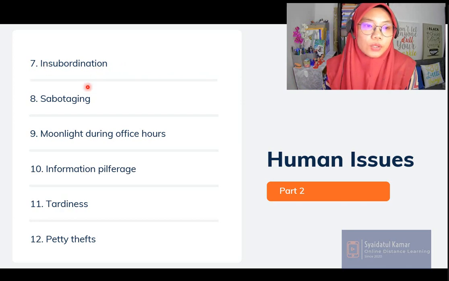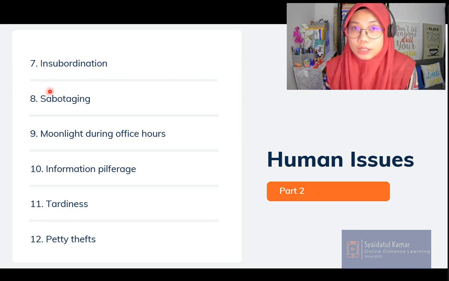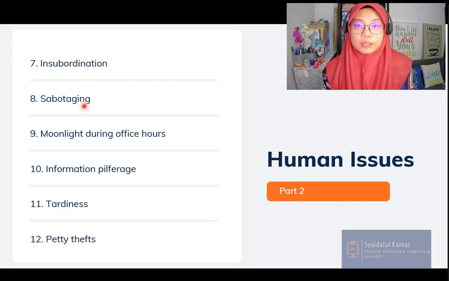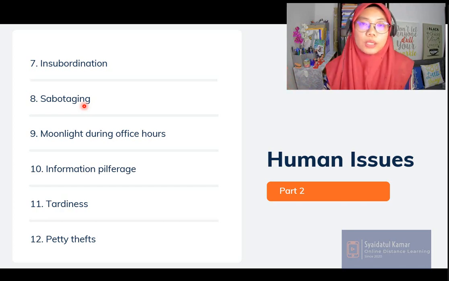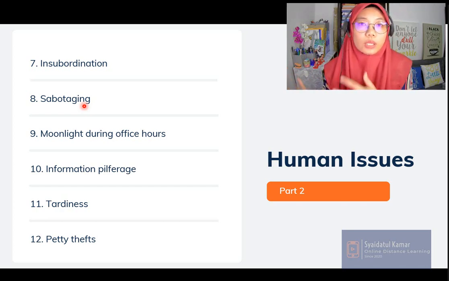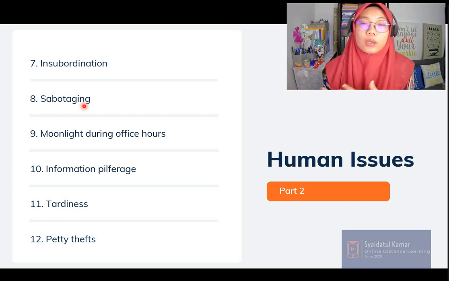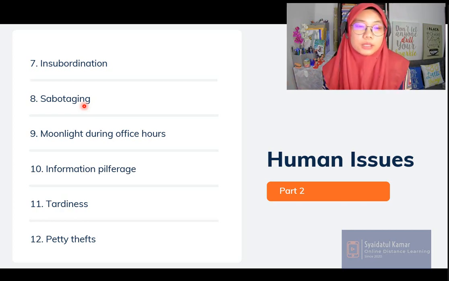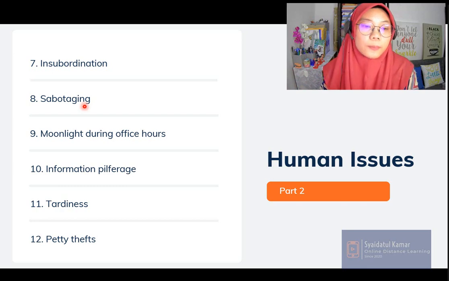Okay, number 8 is sabotaging. Sabotage at the workplace can be in the form of, you do the work, and then suddenly when there's a mistake, they throw you under the bus using your name. They sabotage you by talking about you behind your back, without you knowing, so that you will look bad to the bosses, to the supervisors. For me, that is a sort of sabotage as well.